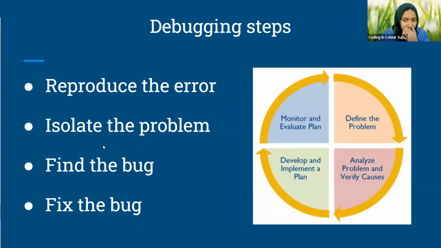And then the question is, how do you debug your program? Debugging is the terminology used for the process of finding and fixing bugs in your program. Typically it's an ongoing process. You're always going to be debugging your code.